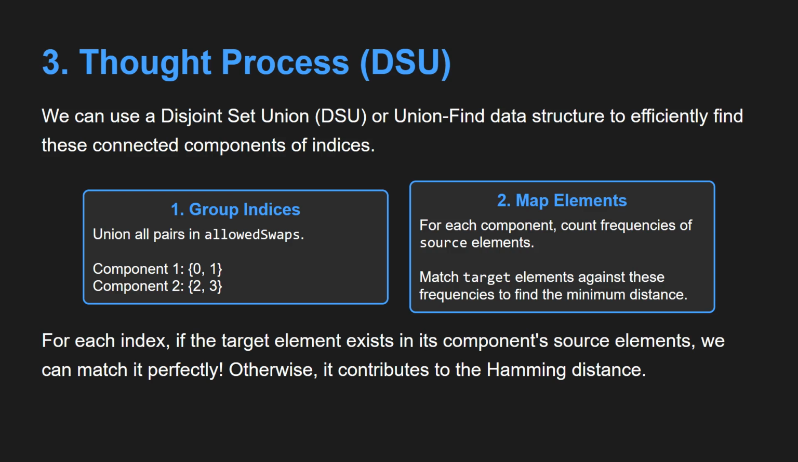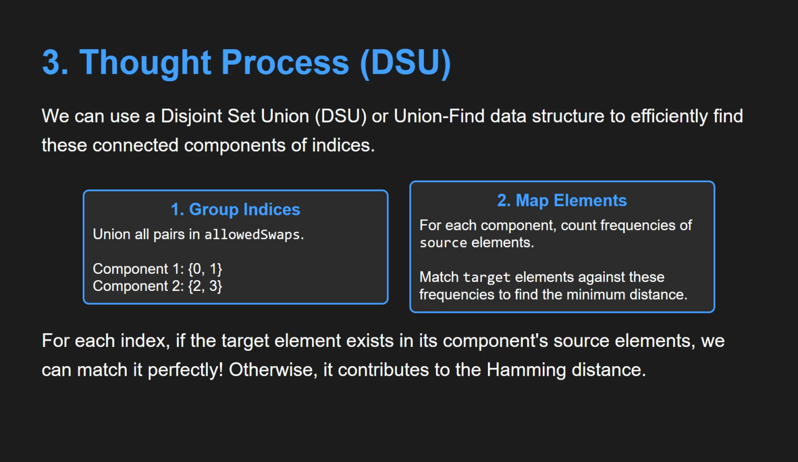For our thought process, we can use a disjoint set union, or DSU, to identify the connected components of indices. First, we iterate through the allowed swaps and union each pair of indices. After building the components, we iterate through the source array and count the frequencies of each element within its respective connected component. We can store this in a hash map.